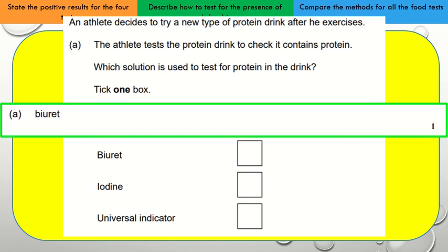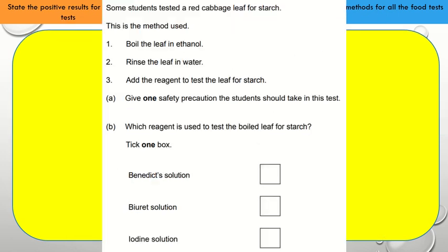And the answer to this one, of course, is A. It is the Biuret solution. The next question I'd like you to do is: some students tested a red cabbage leaf for starch. So they boiled it, they rinsed it, and then they added the reagent to test. So give one safety precaution that the students would have had to have taken in this test. Okay, so you just need to answer that.